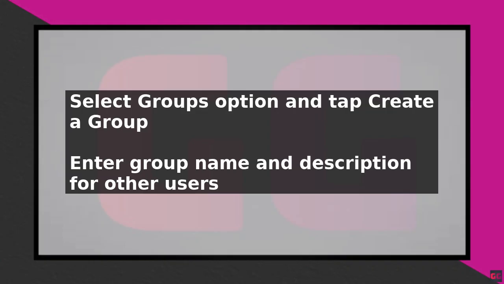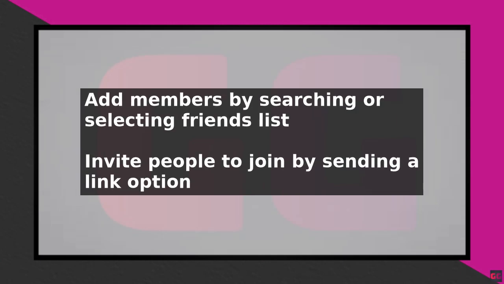Next, you will need to add members to the group. You can do this by searching for their name or username, or by selecting from your friends list. You can also invite people to join the group by sending them a link. After adding members, you will need to set a group type. There are two types of groups in Venmo: public and private. A public group can be joined by anyone, while a private group requires an invitation to join.